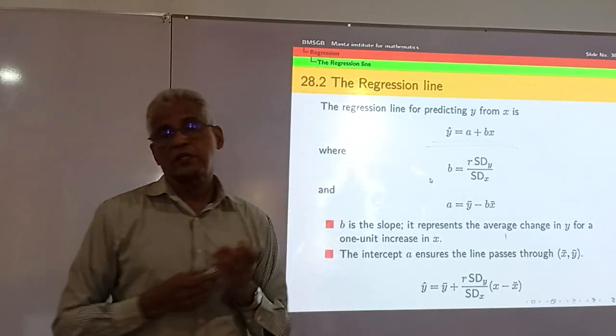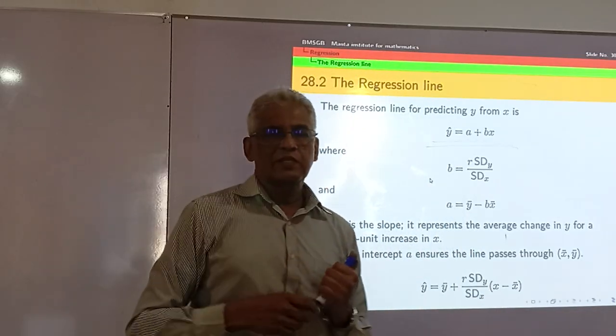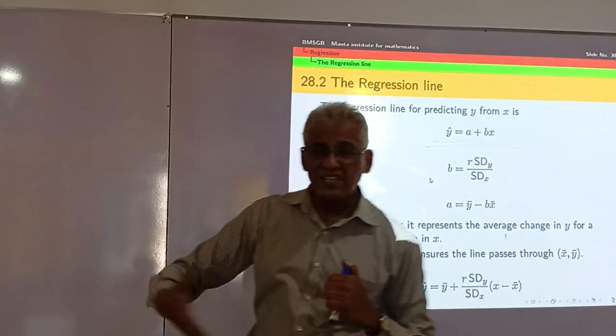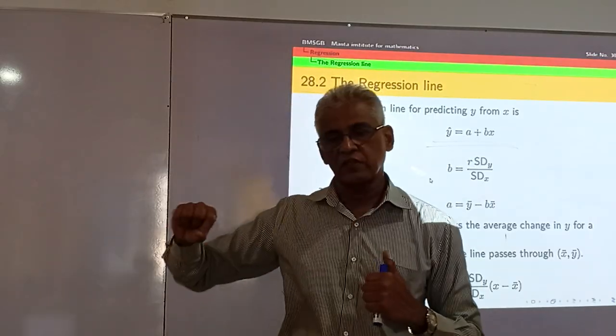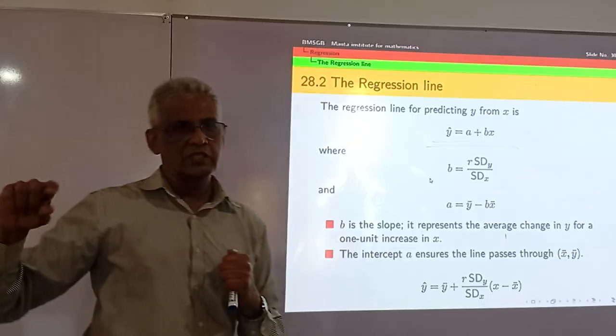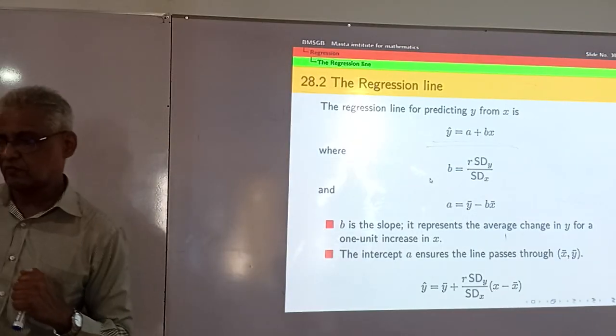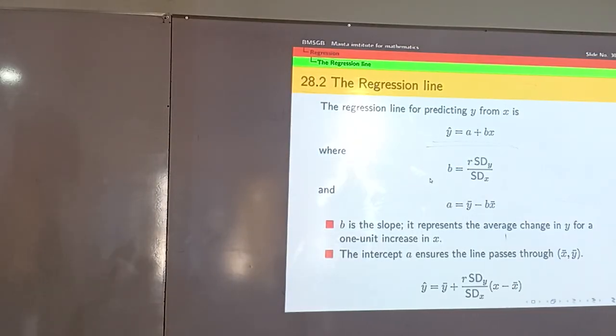Now, when you explain the method, you have to say it is the average change in y if you increase x by 1, not the change in y. Change in y is different, right?